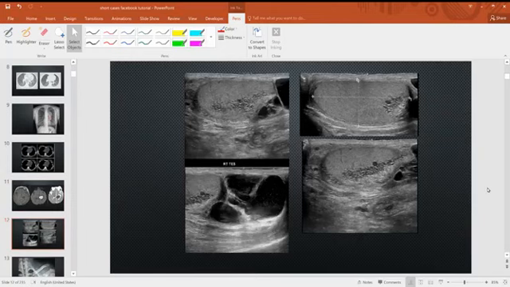We can move to the next case. Take 10 to 20 seconds for this patient. This is a testicular ultrasound, and what do you see in this patient? You can put a spot diagnosis for this patient.